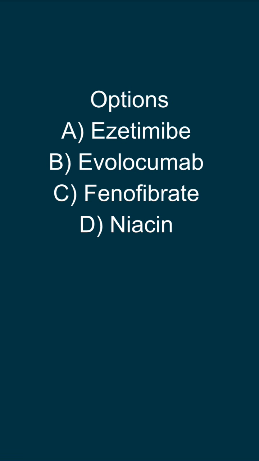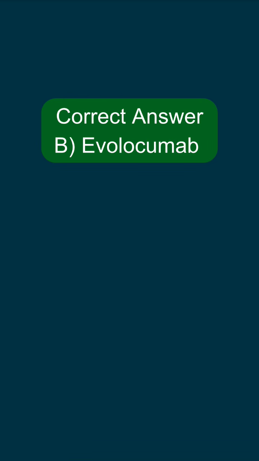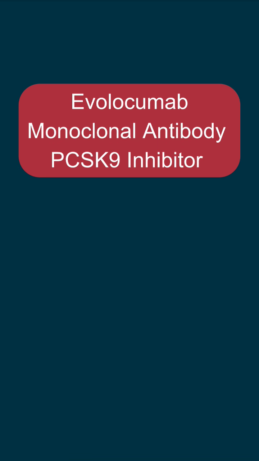The options are A. Ezetimibe, B. Evolocumab, C. Fenofibrate, D. Niacin. Guess the correct answer. The correct answer is B. Evolocumab. Why is evolocumab correct? Evolocumab is a PCSK9 inhibitor, a monoclonal antibody.